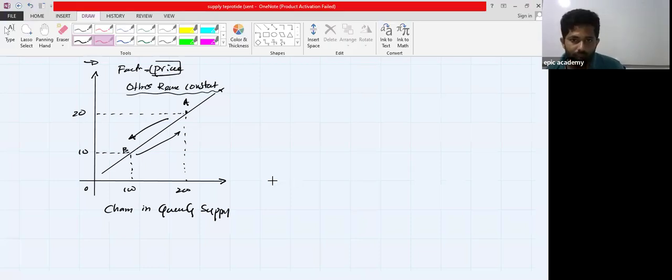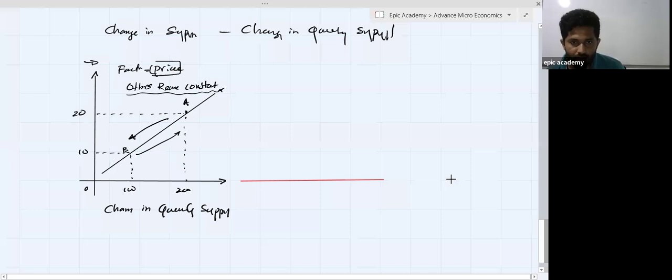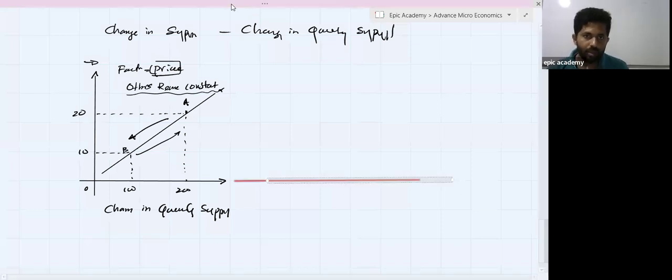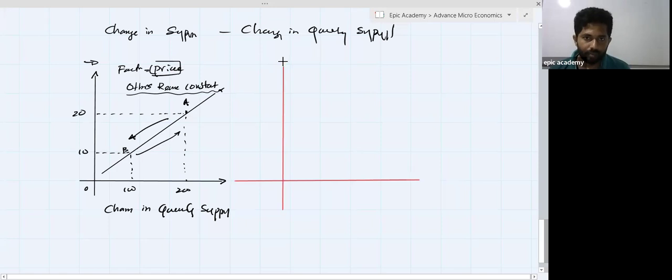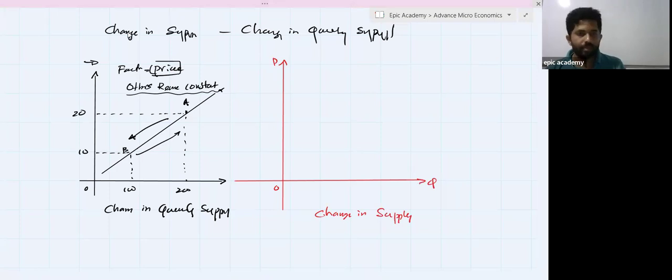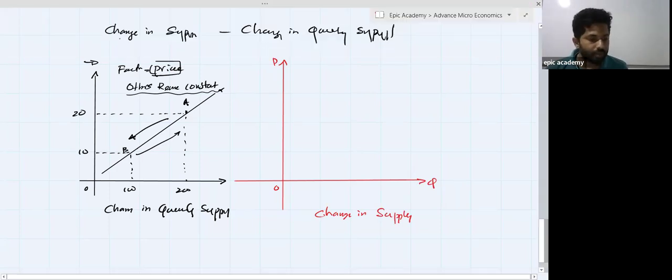Okay, right. With that one, I'm going to describe changing supply. Okay, changing supply. This is change in supply. This represents the price, this represents the quantity. And I will draw the two types of three curves.